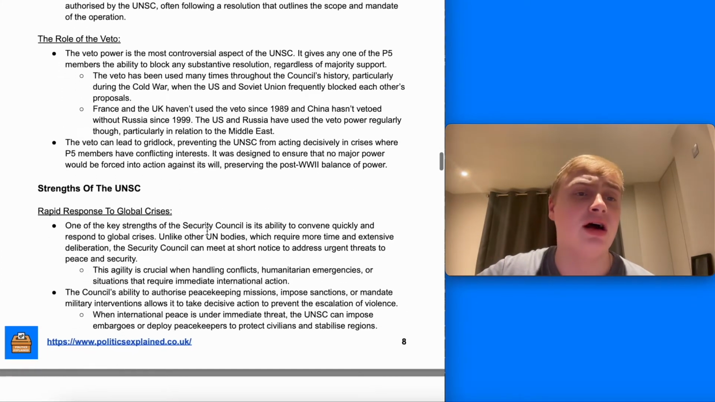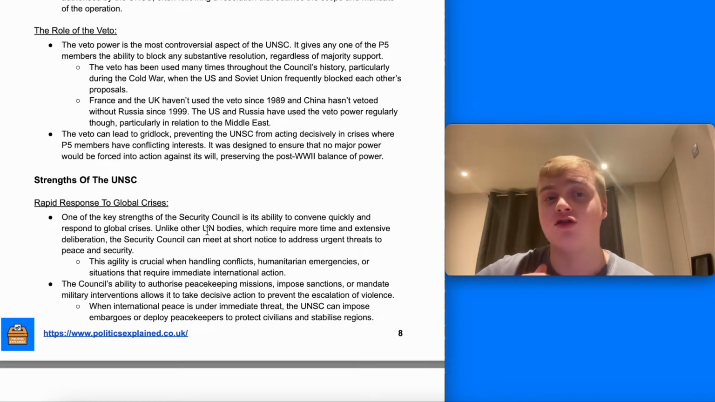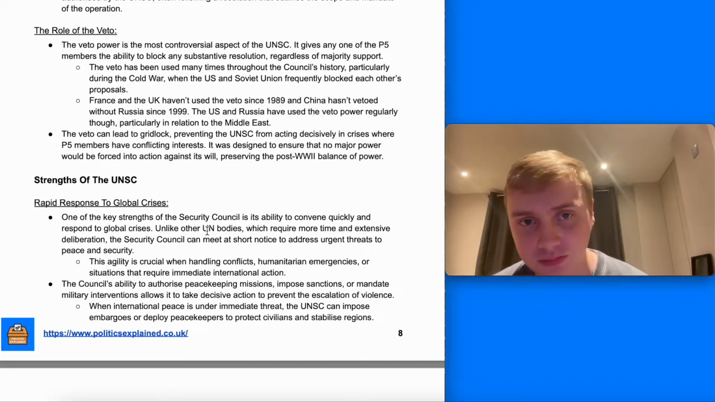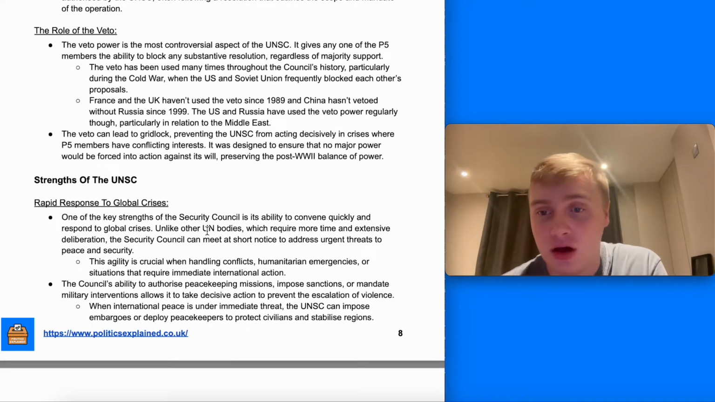The veto power is really the most controversial aspect of the UN Security Council. It gives any one of the P5 members the ability to block any substantive resolution, regardless of majority support. So it can really protect itself in doing so and protect its allies, even if the rest of the international community really condemn itself or its allies. It's been used many times throughout the Council's history, particularly during the Cold War, when the US and the Soviet Union frequently blocked each other's resolutions.